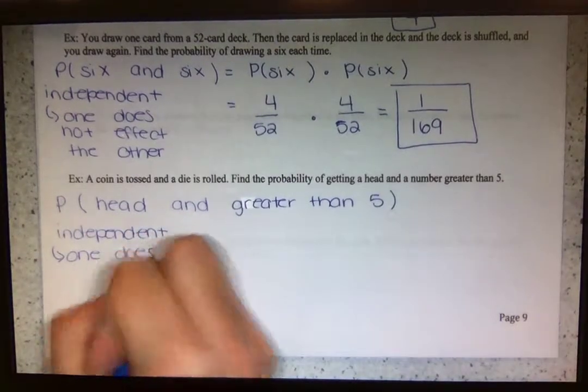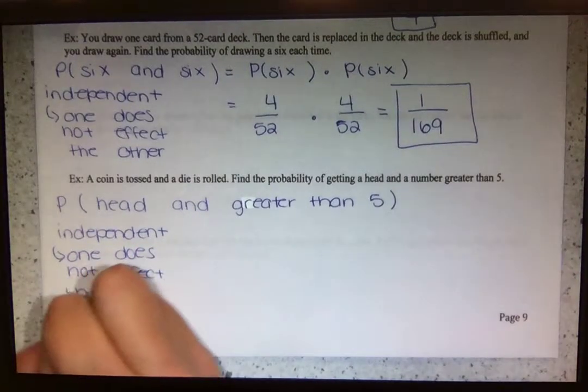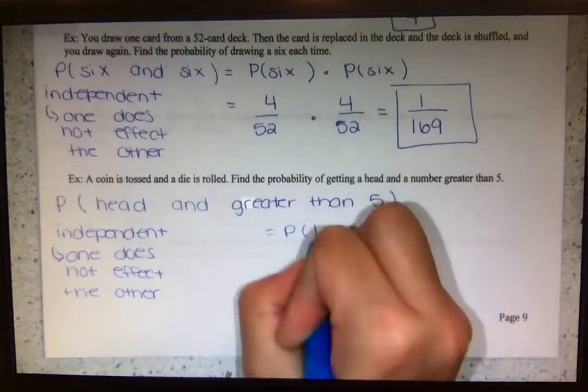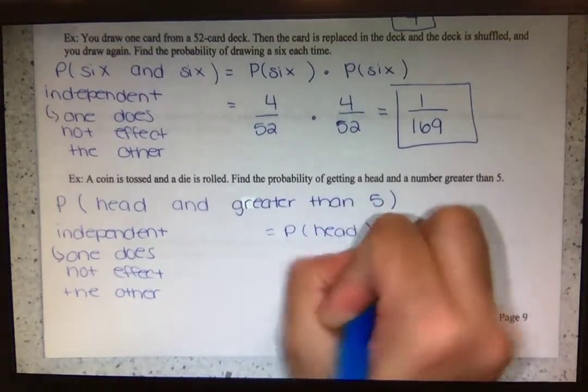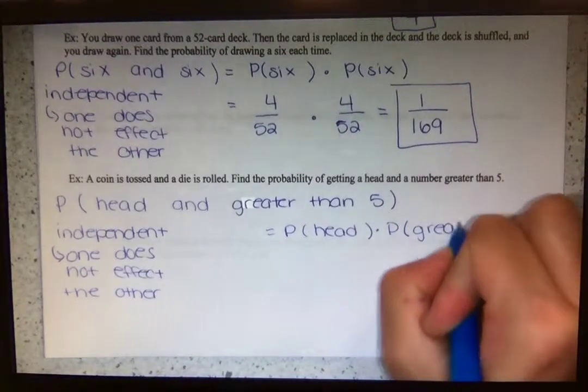So one does not affect the other. So we're going to do the probability of landing on heads times the probability of rolling a number that's greater than 5.